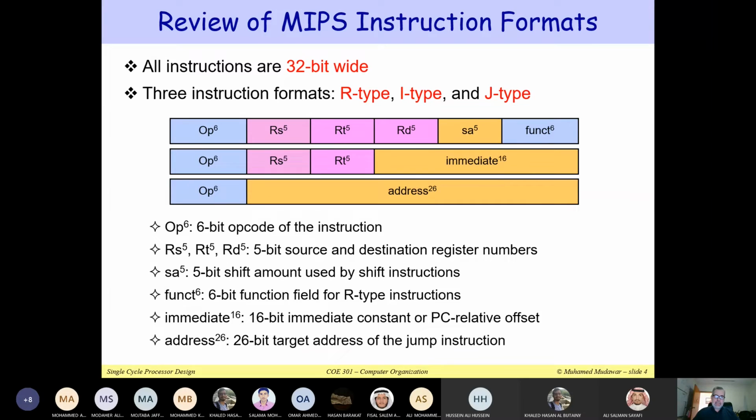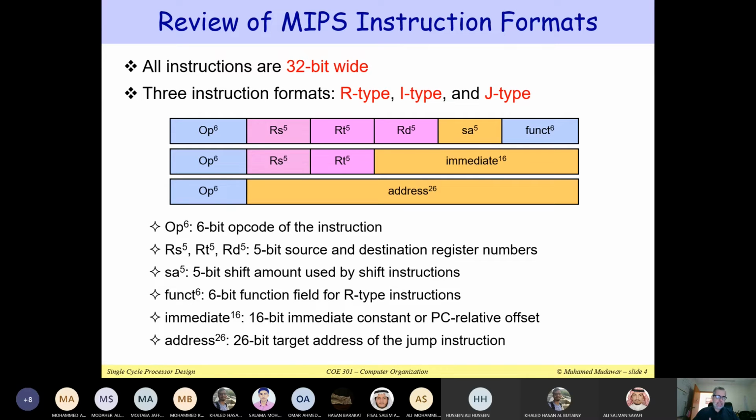For the immediate type, there are only 2 registers, RS and RT. RS is always the source, but RT is the destination. It's the target register in the case of the immediate type. And there is a 16-bit immediate, which is a constant, which is part of the instruction.